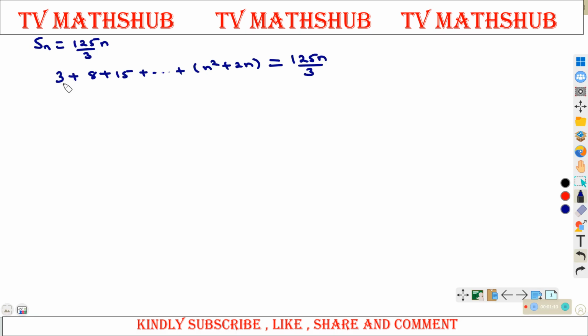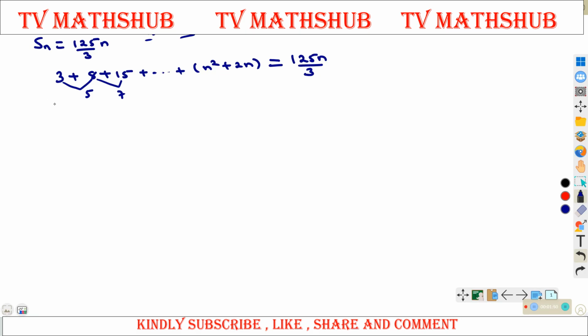You realize from 3 to 8 there is a difference of 5. From this to that there is a difference of 7. So we cannot say that these terms are in an AP, since the difference is not the same. Likewise, if you check for a common difference, it is not there. Then what about the common ratio? The common ratio is also not there, because 8 divided by 3 and 15 divided by 8 is not the same. So what do we need to do?